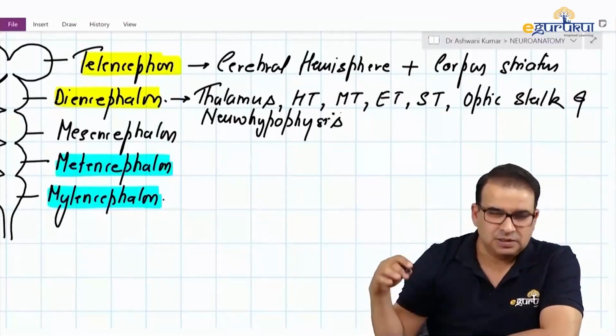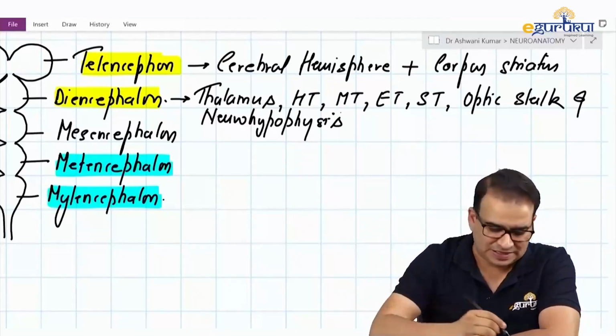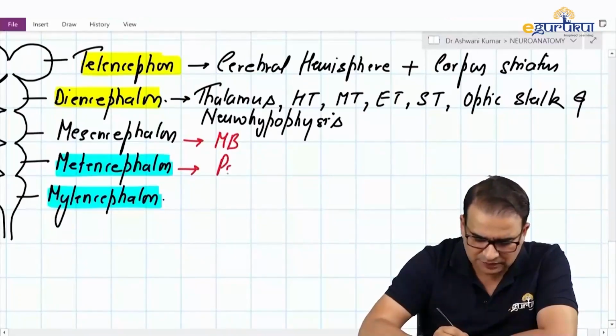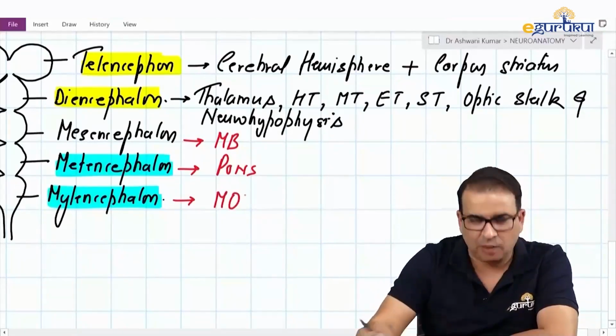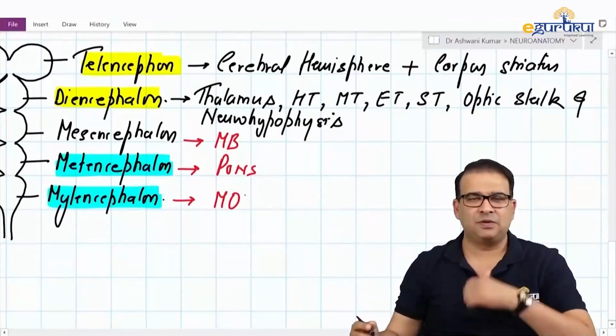Then comes the mesencephalon, metencephalon and myelencephalon, which in that sequence are telling you about the brainstem. So guys, mesencephalon will give rise to the midbrain, metencephalon to the pons, and myelencephalon will give rise to the medulla oblongata. So midbrain, pons and medulla oblongata, in that sequence: mesencephalon, metencephalon, myelencephalon.